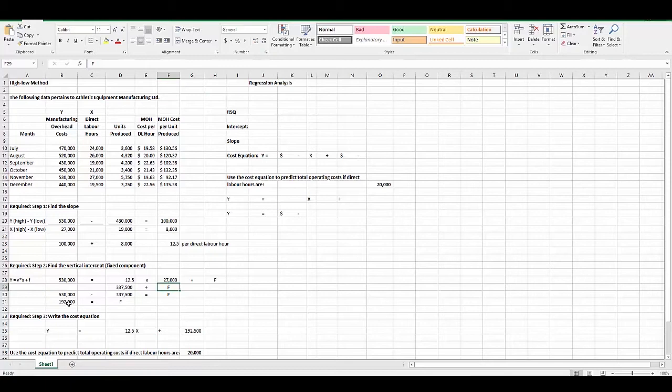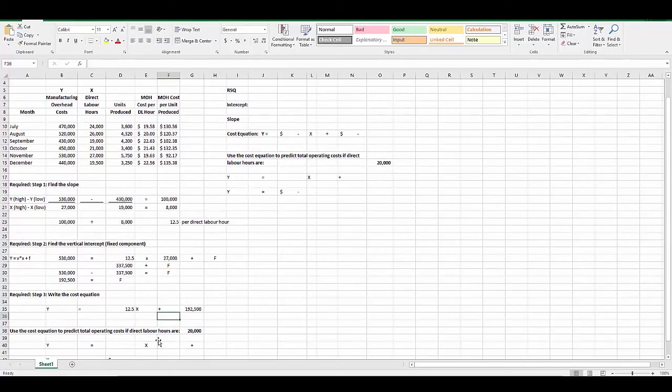Now that you have your fixed component, you can complete your formula. Y, being your total manufacturing overhead, is going to equal $12.50 times however many hours you're going to be using, plus your fixed cost of $192,500.